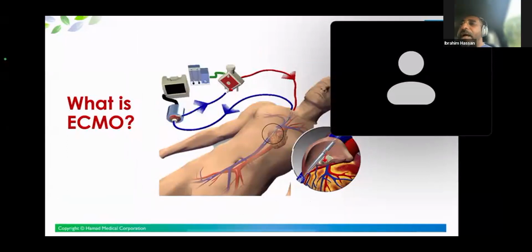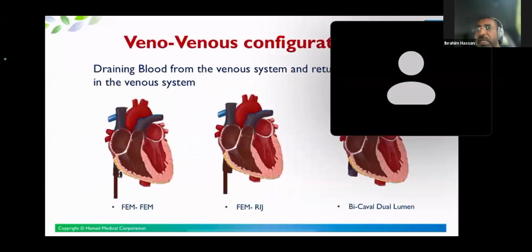So what does ECMO stand for? ECMO is extracorporeal membrane oxygenation. It's pretty much an interesting device that has a pump with a controller, an oxygenator with a gas cylinder attached to it, and tubing and cannulas that drain the blood, pump it up to the membrane, where it gets oxygenated and CO2 gets removed, and then it returns back to the patient. Depending on the configuration of the ECMO, we name it different names. The most commonly used are veno-venous ECMO and veno-arterial ECMO, and then there is a hybrid configuration.